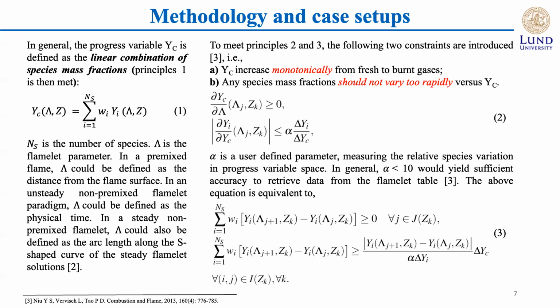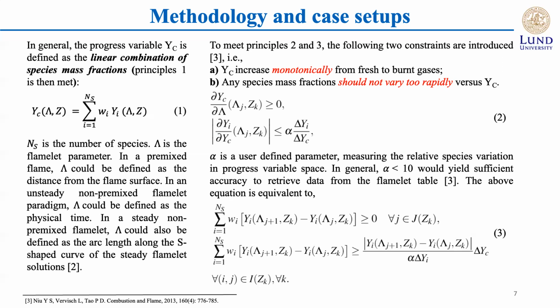Lambda is a flamelet parameter. In a premixed flame, lambda could be defined as the distance from the flame surface. In an unsteady non-premixed flame, lambda could be defined as physical time. To meet principles 2 and 3, we require that YC increase monotonically from fresh to burnt gas. And we also require that any species mass fraction should not vary too rapidly versus YC. This gives two sets of constraints shown in equation 2.